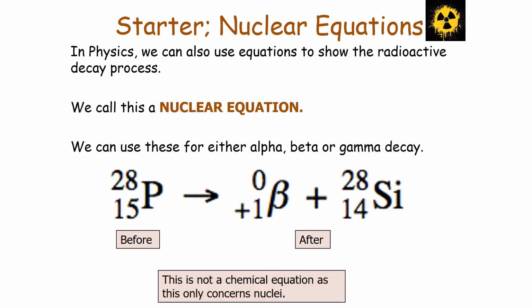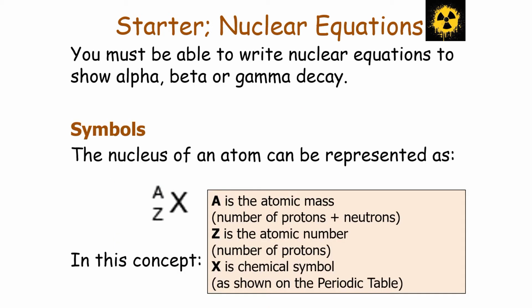Now this is not a chemical equation because it only concerns the nuclei of the atom, not the entire atom. This is a nuclear equation as only nuclei decay. So just remember what we've talked about before. You can represent the nucleus of the atom with A as the atomic mass, which is the number of protons and neutrons, Z which is the atomic number, the number of protons, and X is the chemical symbol as shown on the periodic table.